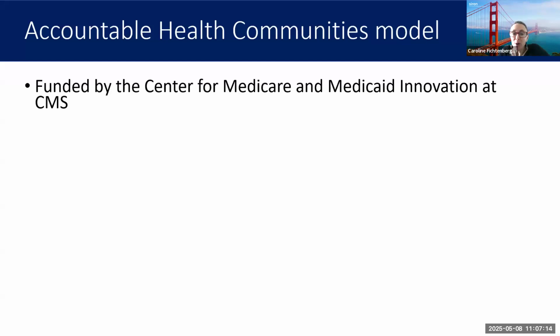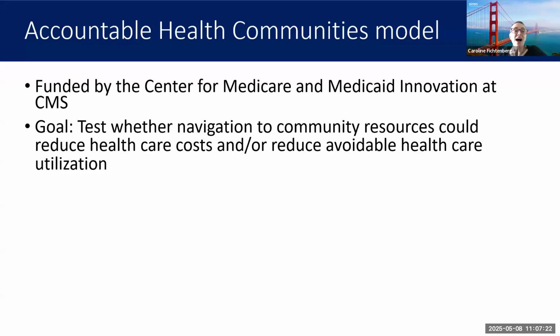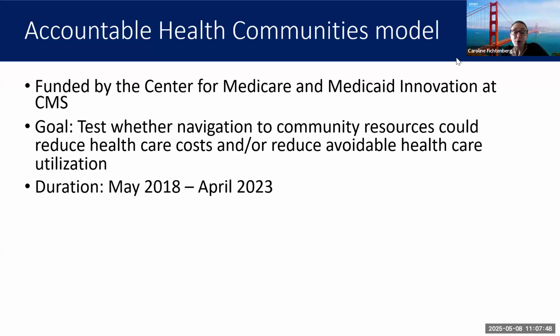So the Accountable Health Communities Model was a test of an intervention that was funded by the Centers for Medicare and Medicaid Innovation at CMS. Its goal was to test whether navigation to community resources could reduce healthcare costs and or reduce avoidable healthcare utilization. And for those of you who don't know, it's kind of funny to present this in front of Dawn because Dawn was one of the lead architects of this model when she worked at CMMI. So Dawn, you can correct anything that I'm getting wrong. The model ran from May 2018 to April 2027 in terms of the intervention being delivered.